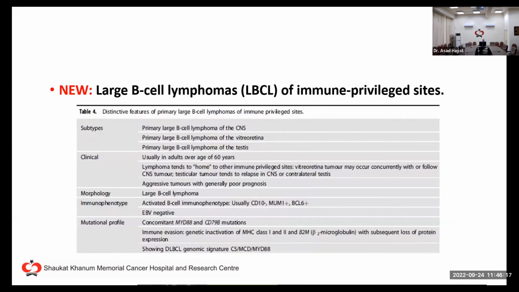So the new entity also includes large B-cell lymphoma of immune-privileged sites. So this includes the entities of primary large B-cell lymphoma of the CNS, of the vitreoretina, of the testis. And these are sites where normal immune surveillance doesn't really apply as much, generally seen in older adults. And again, they are usually aggressive tumors with a poor prognosis. And frequently, they have an activated B-cell phenotype. They're negative for CD10. Normally, EBV is negative. And again, we can see that they have different mutations.